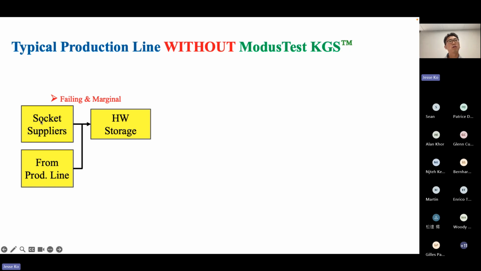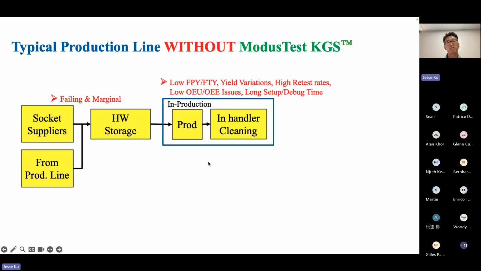As I mentioned before, if the daisy chain test was performed at your socket supplier site, there is a possibility of receiving marginal pins when you receive the new sockets from the vendor. Those are stored in the hardware shop and released to production when production starts testing, and that causes low first pass yield, low final test yield, and yield variation site to site, tester to tester, even factory floor to floor, which also causes high retest rates. You will recover, but you're wasting a lot of tester resources performing retest, which causes low OEE, utilization issues, and long setup and debug time.